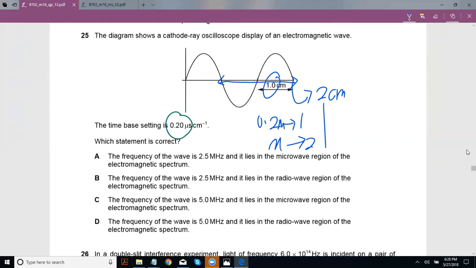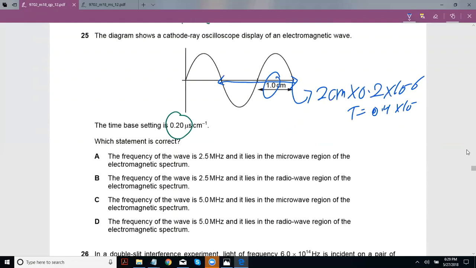So you just multiply this by 0.2 into 10 to the power minus 6, because micro, which is giving you the time period, 0.4 into 10 to the power minus 6. So it's giving you this many seconds. For frequency, you just do 1 upon time period. So you just flip that. And whatever you get, you divide that by 10 to the power 6 to get it into megahertz. That's 2.5. So it's 2.5 megahertz. On those grounds, you can just cancel out C and D.